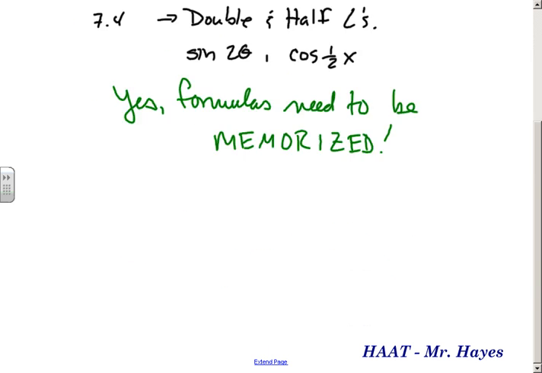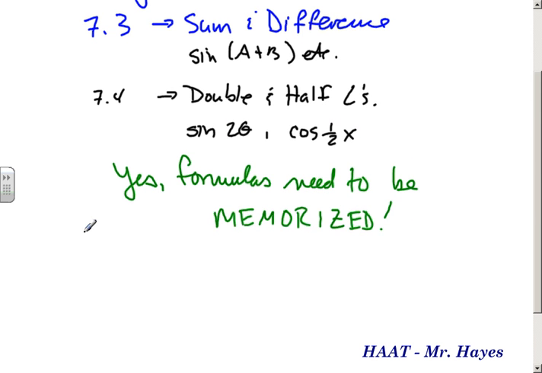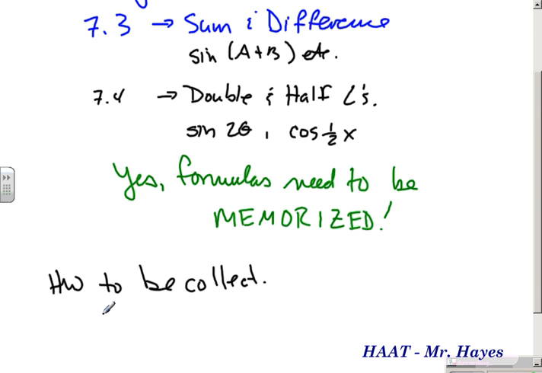Okay. In terms of what I'm going to collect for homework, homework to be collected for tomorrow will be 7.4 day 1 to 7.5. So that is going to be pages, essentially page 681, 683, and then 697.